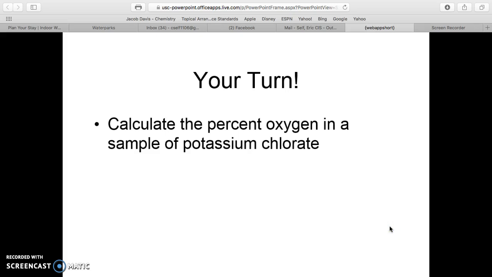So your turn. I want to know how much oxygen is in a sample of potassium chlorate. Now, chlorate's a polyatomic ion. You may have to go back and look that up on your polyatomic ion sheet. Feel free to do that. Again, feel free to pause here so you can get your work done. I'd really like to see that in your notebook as I come by and check your notes today to see these are done. Again, you may pause here if you need some time.